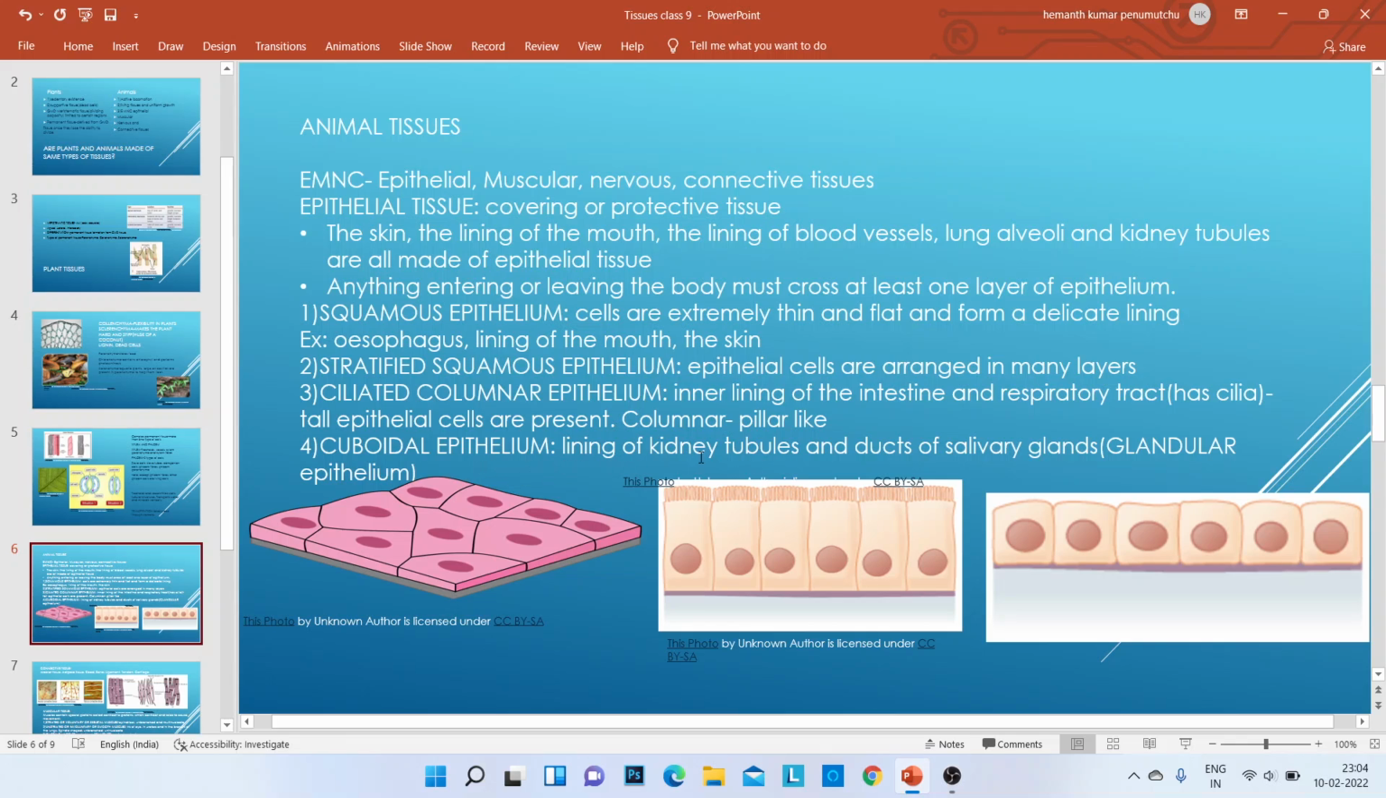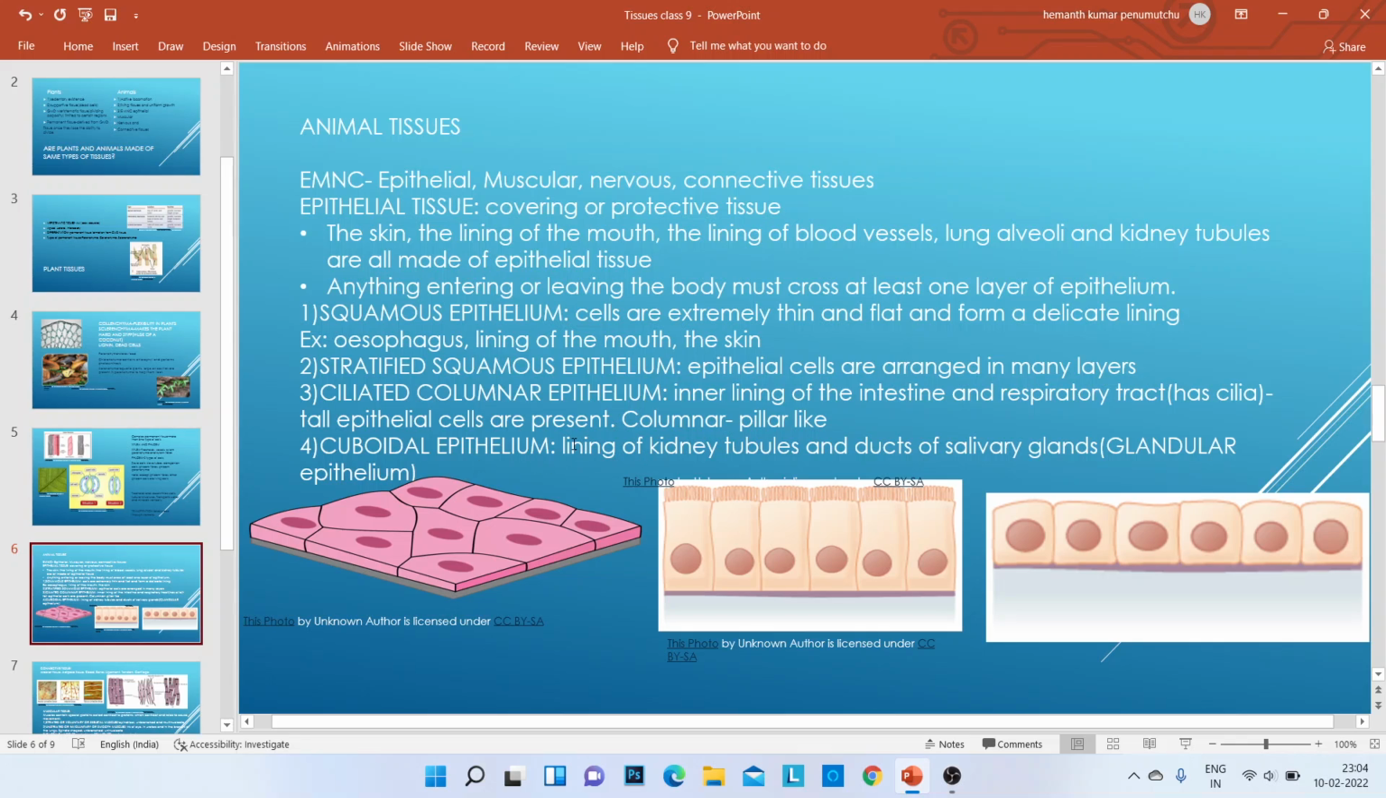The lining of kidney tubules and the ducts of salivary glands, whether it is endocrine gland or exocrine gland, there are many glands which are surrounded by this cuboidal epithelium. Then it is called glandular epithelium. If it protects the glands, like salivary glands, then it is called glandular epithelium. Otherwise, if they are cube shaped, then it is called cuboidal epithelium, which is present in kidney tubules. And the lining of kidney tubules is cuboidal epithelium.